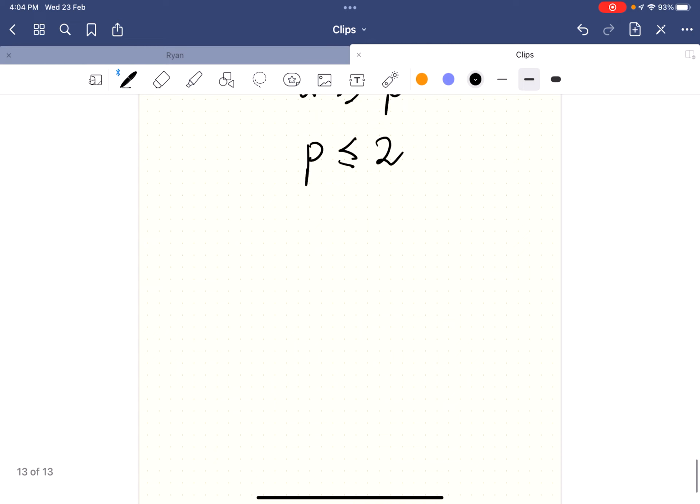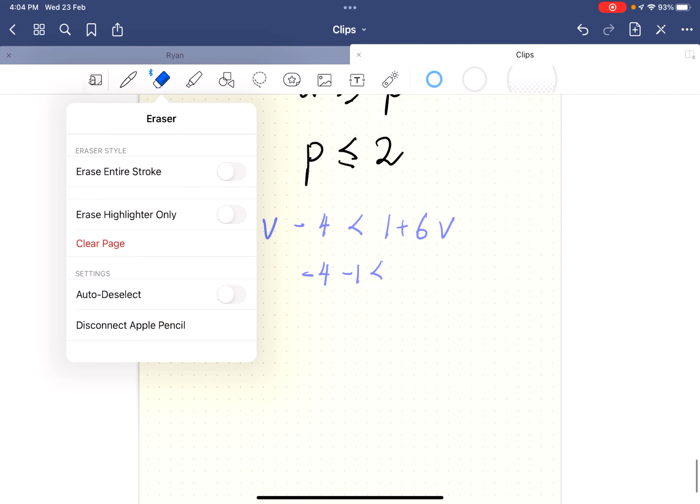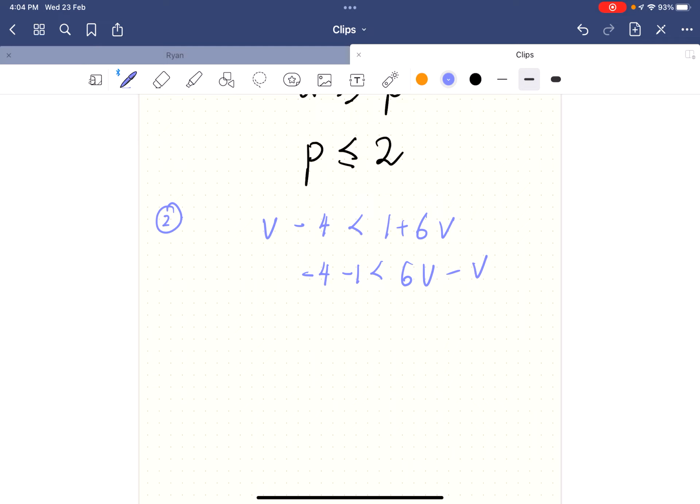All right, so let's go back to the other two, which we have done in class. I'm just showing you step by step. So we have negative 4 smaller than 1 plus 6v. Again, I personally would just avoid having a negative coefficient for the unknown. Just personally, it doesn't mean that it is wrong. So negative 4 minus 1, and we have 1 plus 6v minus v. So now we have negative 5 and 5v.